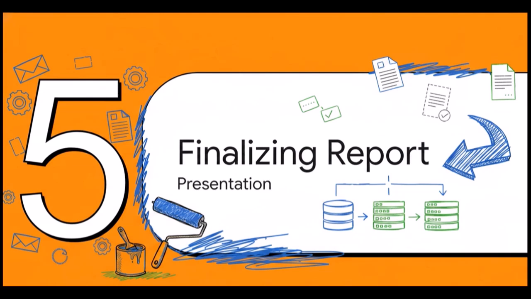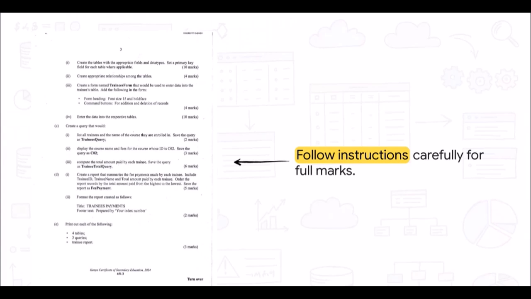Almost there. Section 5, Presentation, Finalizing the Report. Now we need to apply the final coat of paint to our database by creating the fee payment report. This translates all that complex query work we just did into a clean, printable document for an easy 7 marks. Let's look directly at the exam prompt again to ground our next steps. You can see the examiner is highly specific here. We need to summarize the payments, order the records from highest to lowest, and apply precise titles and footer text.